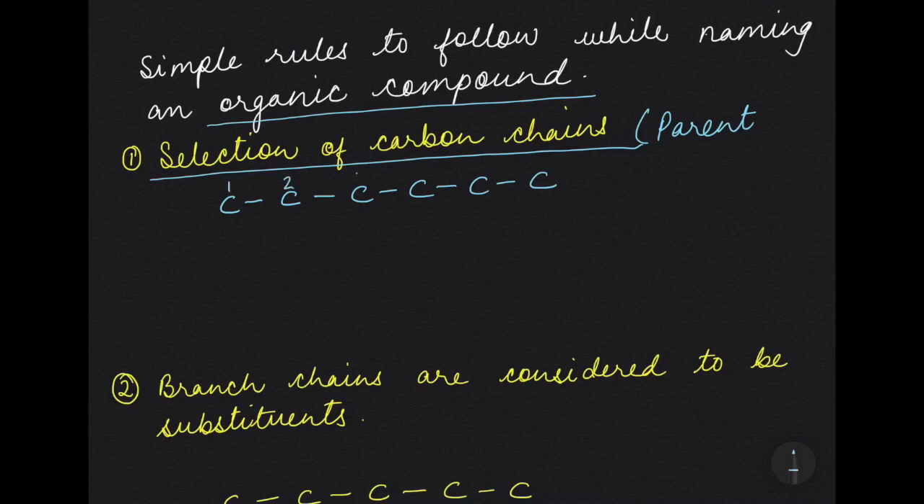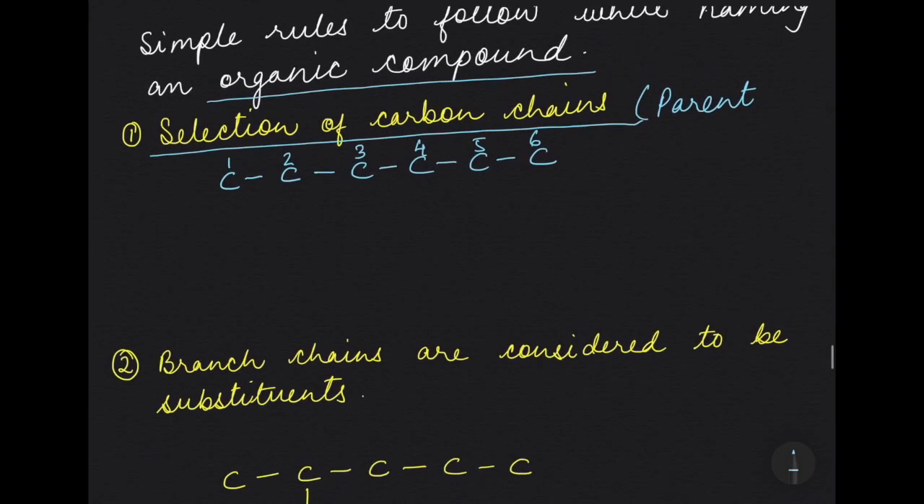1, 2, 3, 4, 5, 6. So this is a linear chain. Here 6 carbon means what is the root word? Hex. If it is 5, then pent. And so on. You know the root words. Now, it may also be branched in some cases, like this.